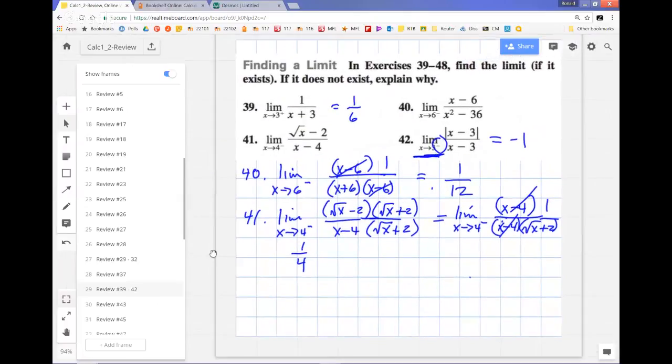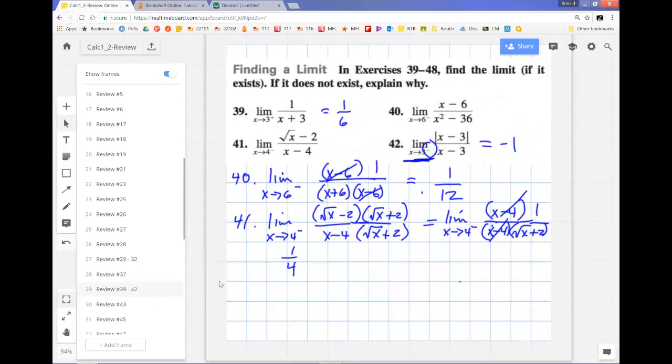Okay, the next one we're going to look at is 41. So 41 is in this group on the assignment where they say, find the limit if it exists. If it does not exist, explain why. So number 41. All right, so we can't substitute in a 4, but remember, x is approaching 4 from the left. So what do you want to be? Yeah. So anyway, I can multiply top and bottom by the conjugate of the top.